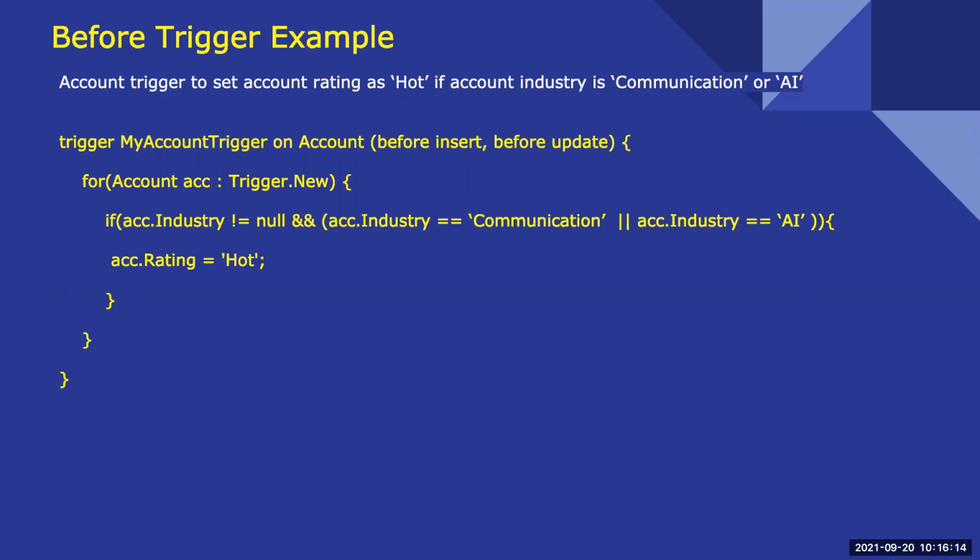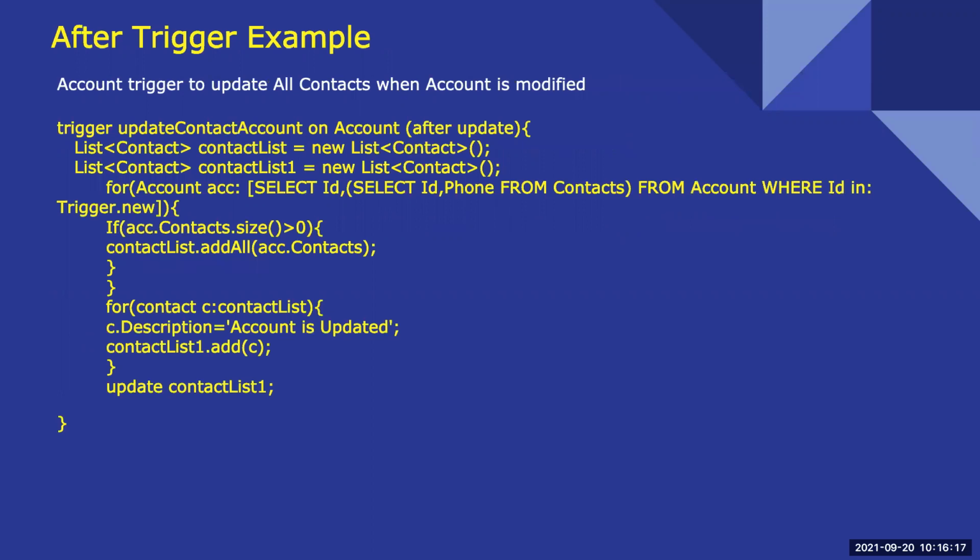Similarly, we can have an after trigger example. Let's understand the use case, what we are trying to do. We are trying to update all the contacts whenever the account is modified. Just a simple use case, I'll go line by line. The first line says trigger as the keyword, then the name, updateContactAccount is the name of the trigger, on which object, the account object, and when it will be done, after updating. Then we have taken a contact list and a contact list one. Both are lists of contacts.